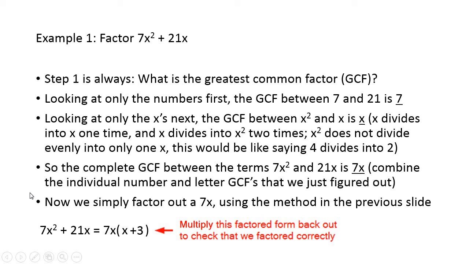And you can multiply this factored form back out to check that we factored correctly. 7x times x is 7x squared, 7x times 3 is 21x. And again, that's what we basically did to figure out what we put in the brackets, so you better get the same thing in the end.